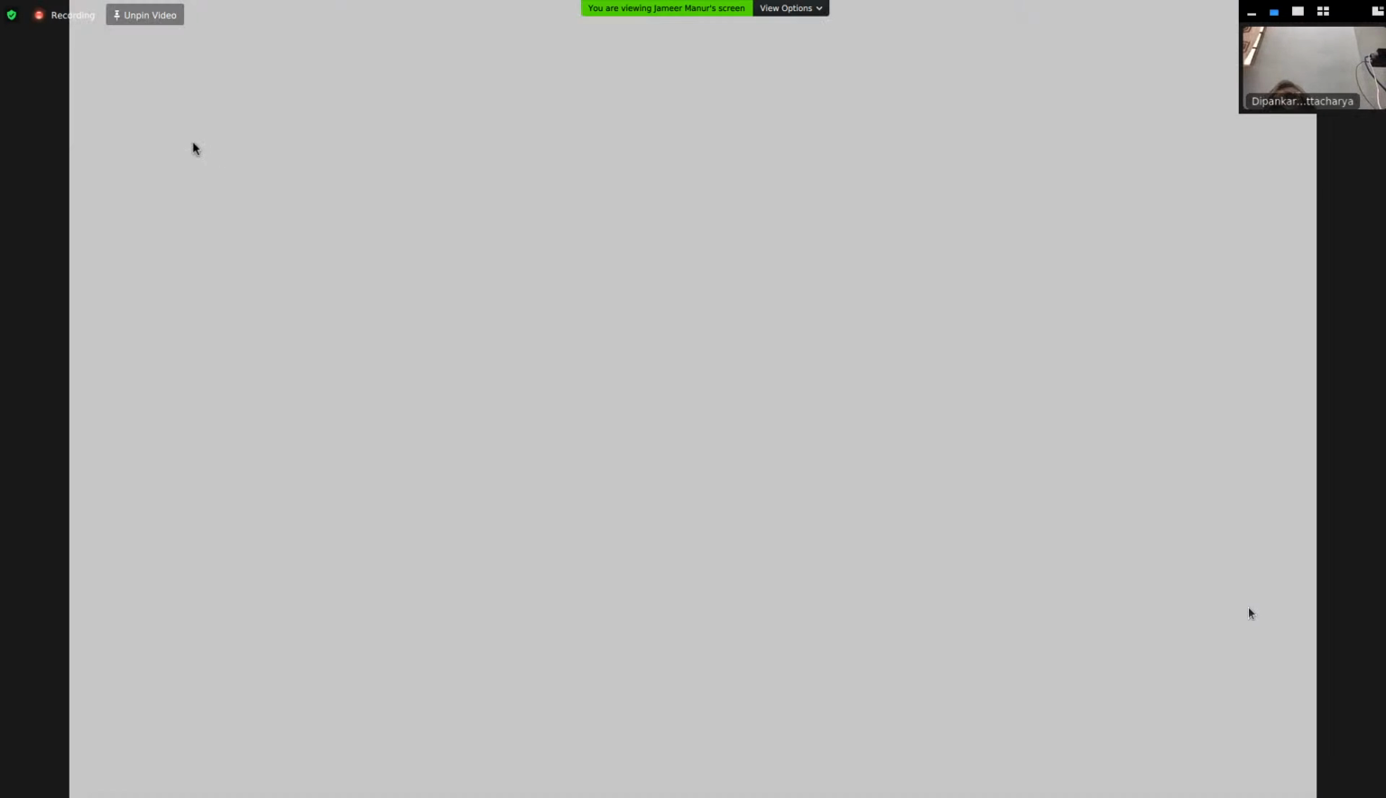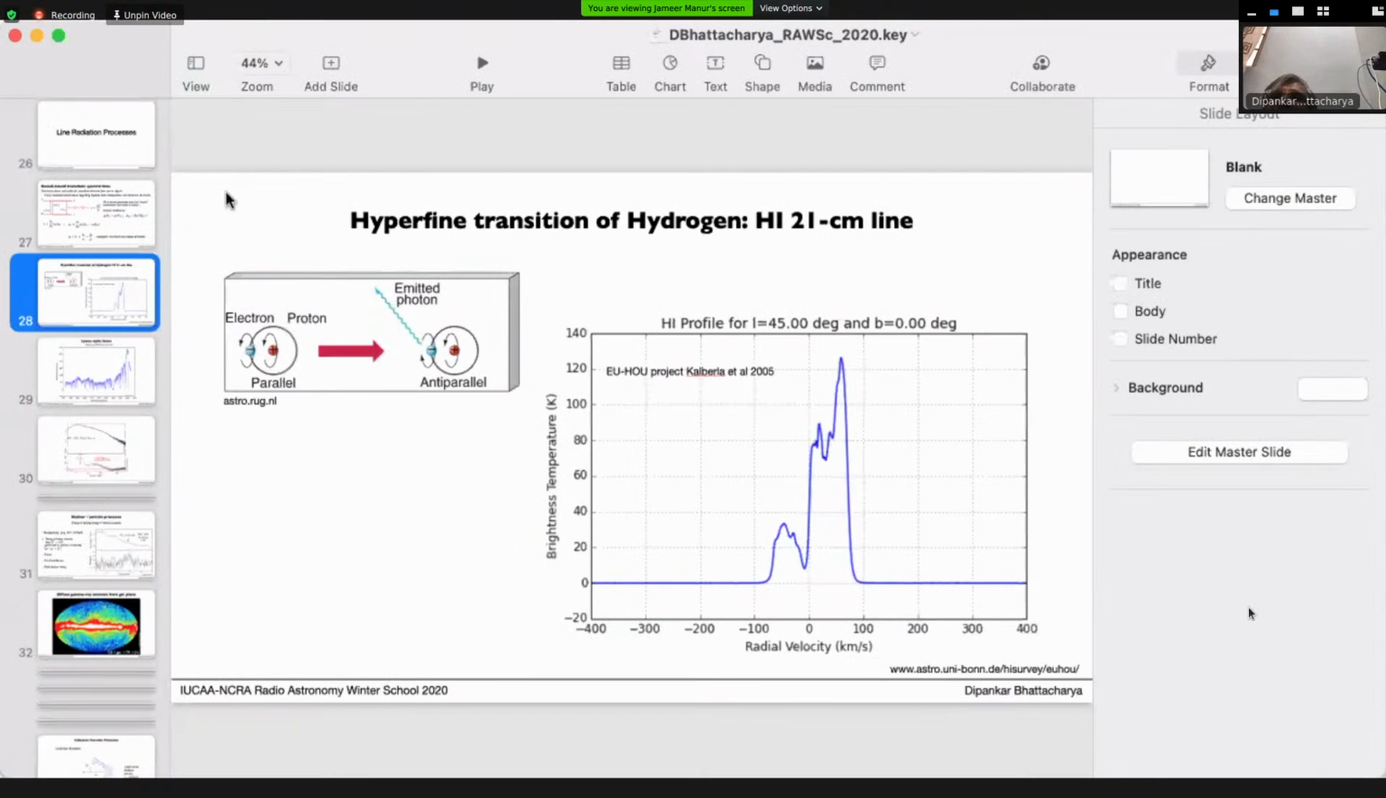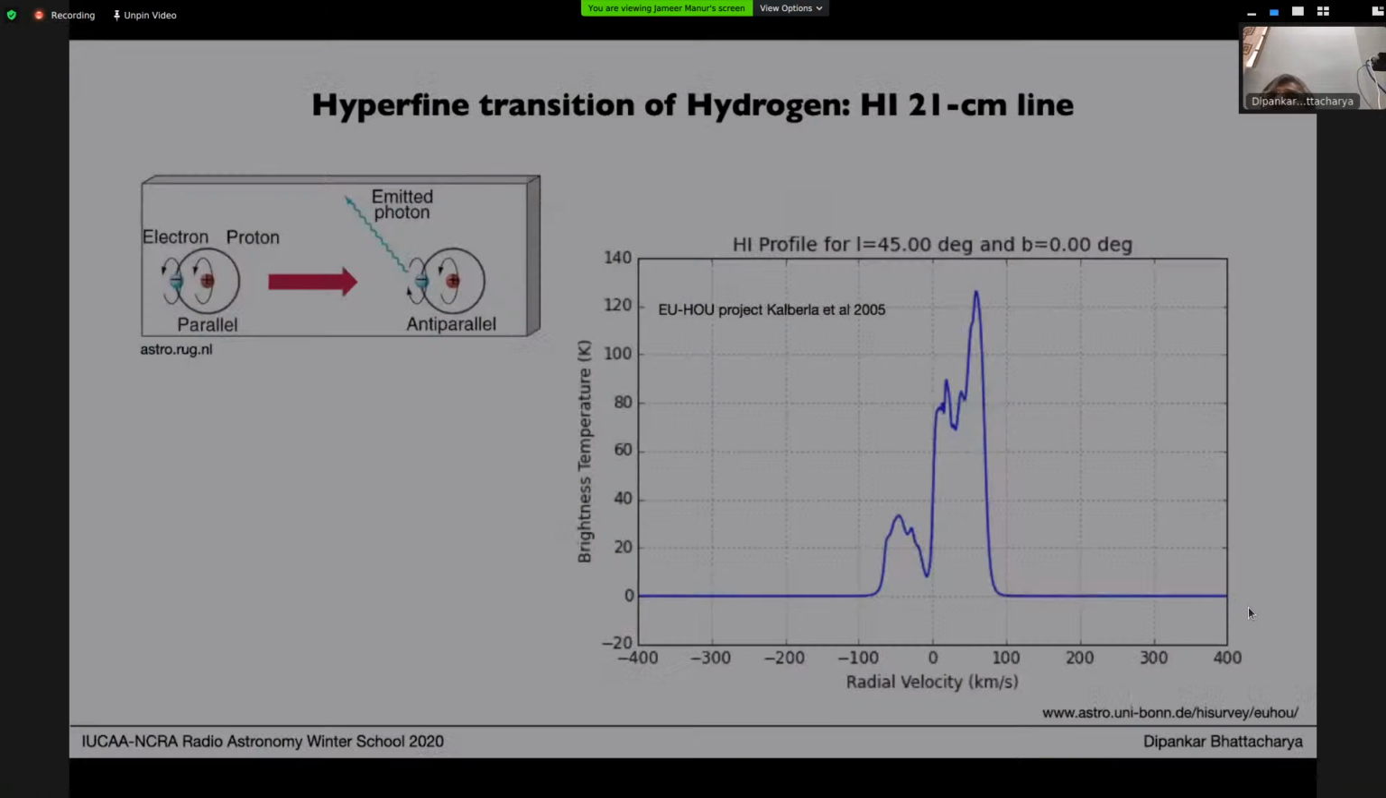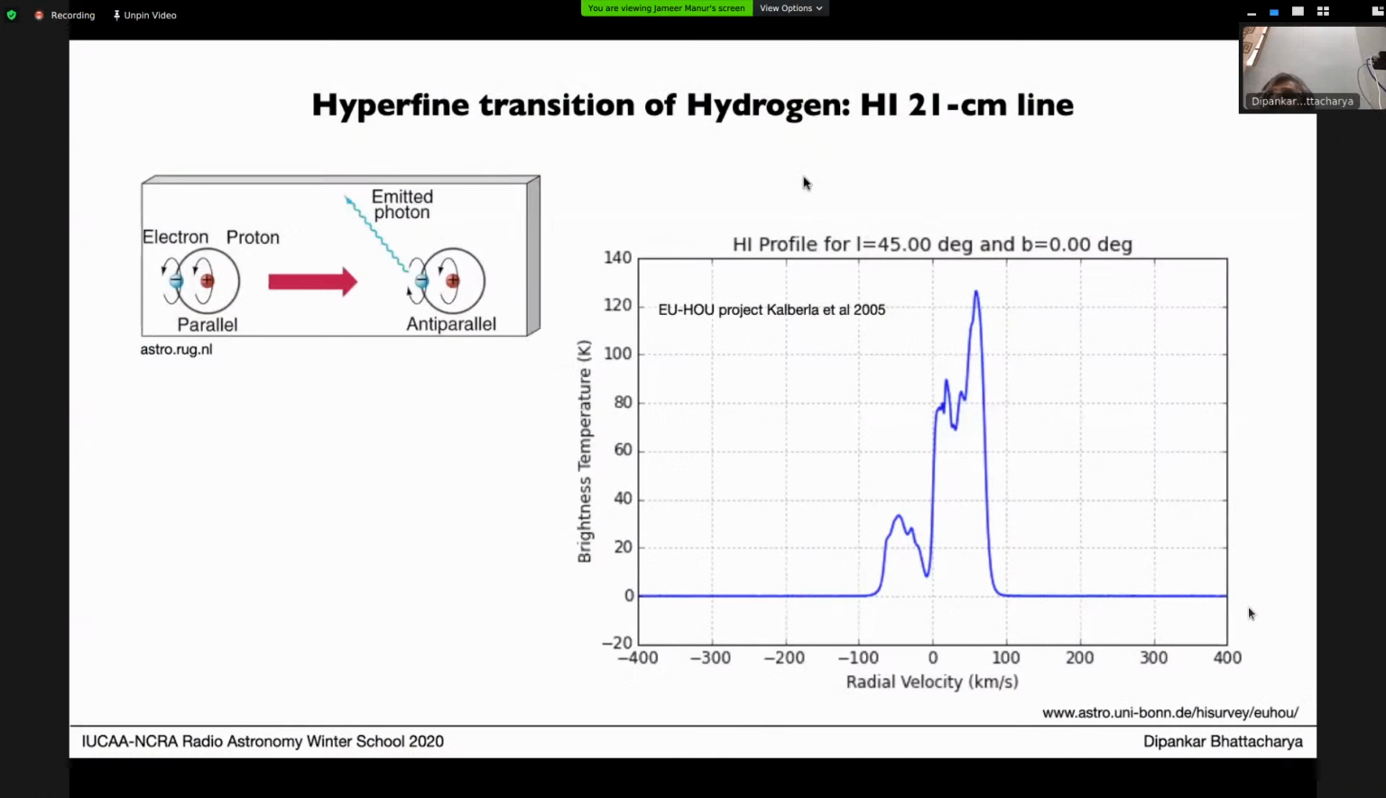Are you going to do an experiment on H1 emission? H1 absorption, actually. Subhashis has an experiment on GMRT data. Yes. So you will see that after your talk today. Very good. So you will actually see profiles like this. So you see multiple peaks, valleys, and so on, right?